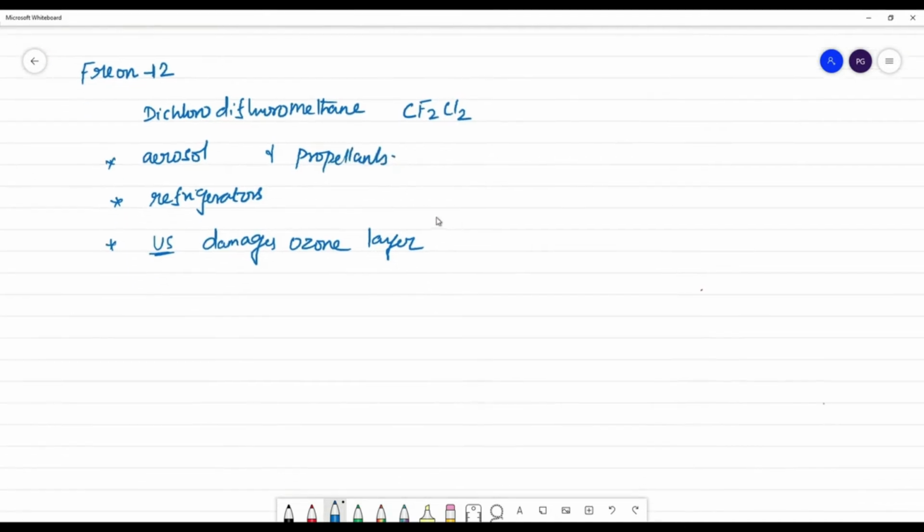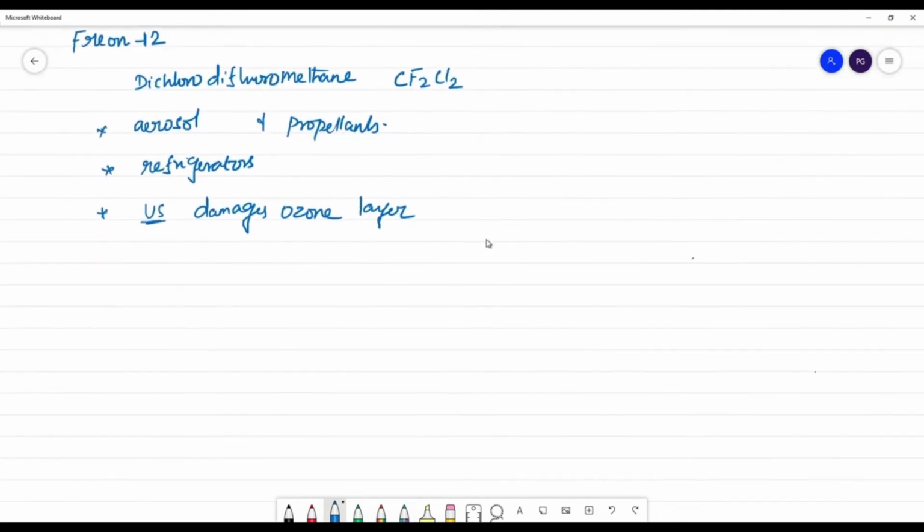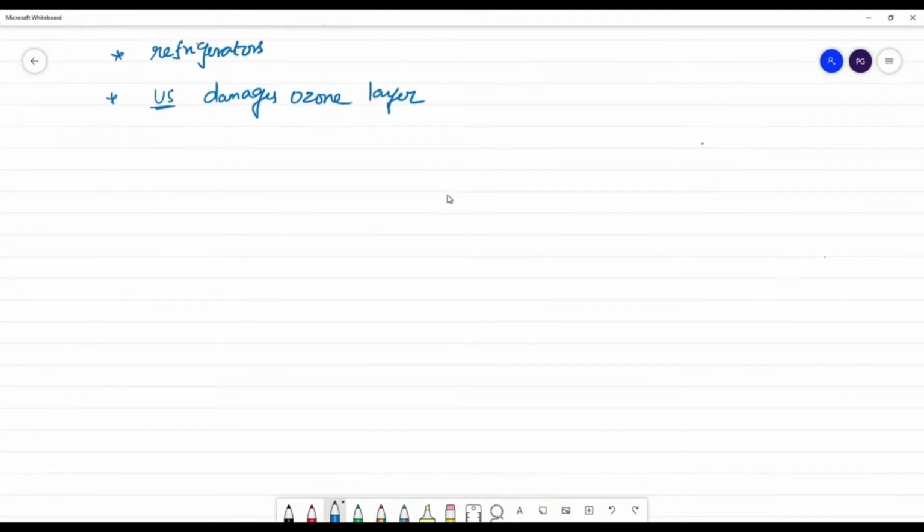Next, after freon, what have they given? DDT. What is DDT? DDT is the most common insecticide. DDT's full expansion, look: dichloro diphenyl trichloro ethane. So this is DDT.